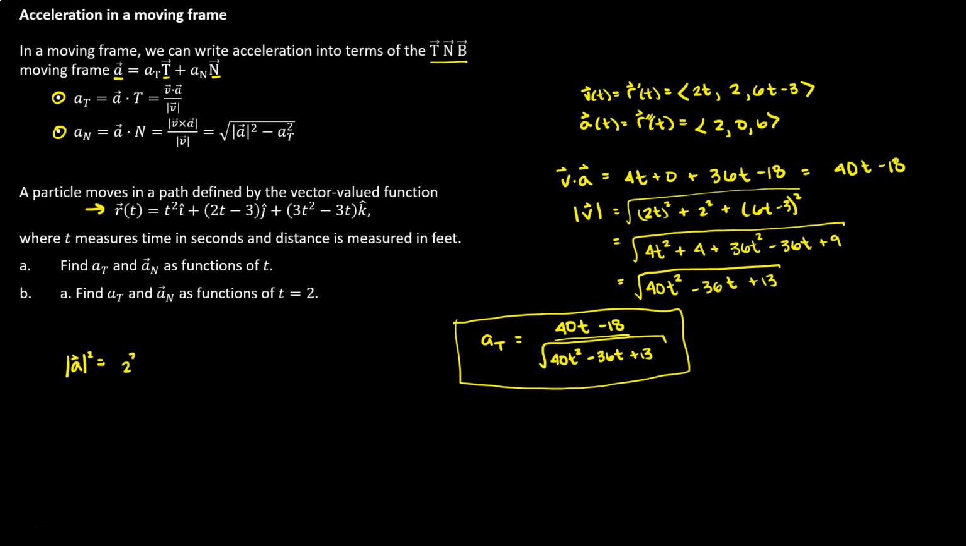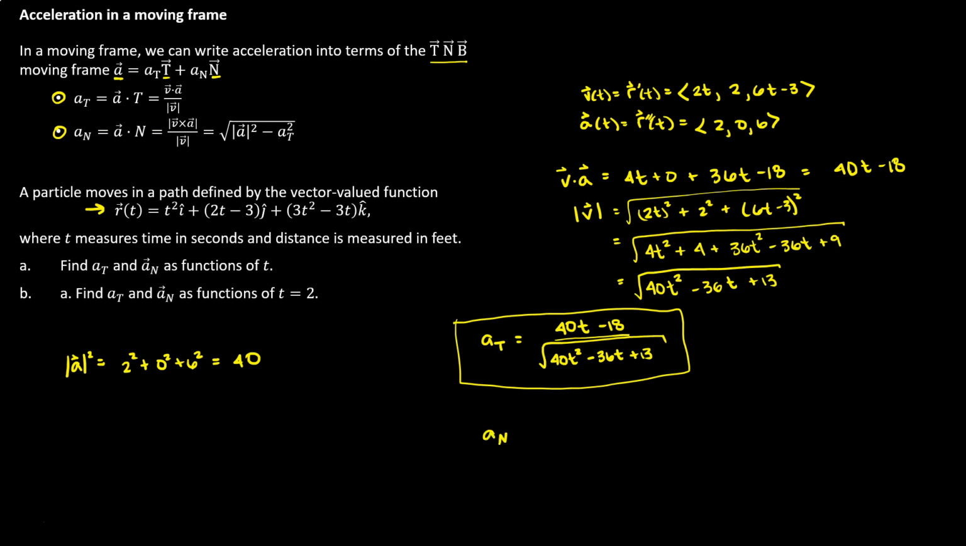It's going to look like 2 squared plus 0 squared plus 6 squared. And I can write square root, but I'm going to square it because we need the magnitude of acceleration squared, so might as well not even write it. That's going to come out to be 4 plus 36, or 40. And then I need the tangential component of acceleration squared. I'm not going to work that out, I'm just going to write it into the formula.